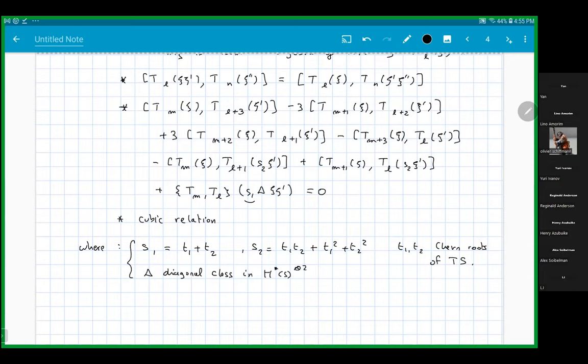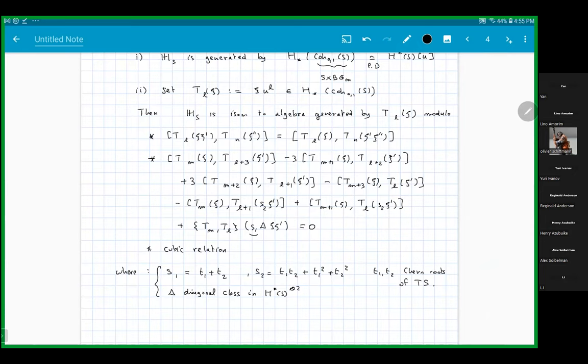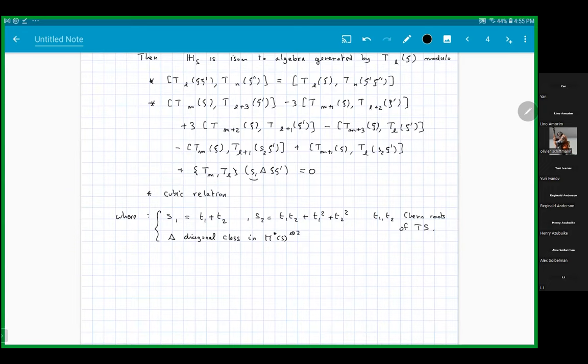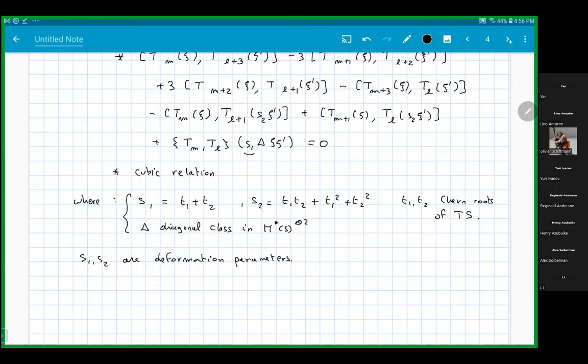So I want to comment on this. The relation looks a little bit ugly, but first of all, in many instances, S1 and S2 are actually zero. This is the case when, for instance, the surface is symplectic. So if the surface is symplectic, S1 and S2 are zero. If the surface is the T star of a curve, that's also zero. So you should view S1, S2 as deformation parameters.